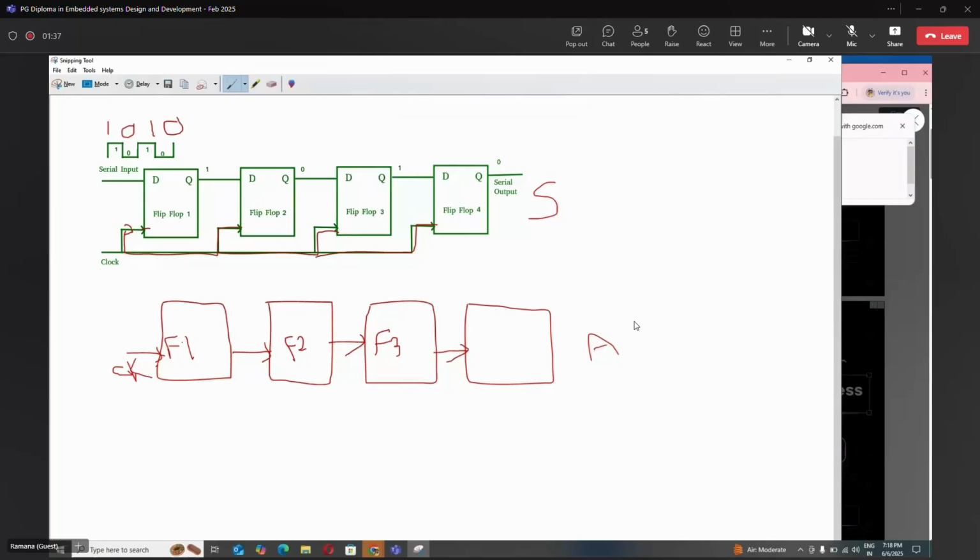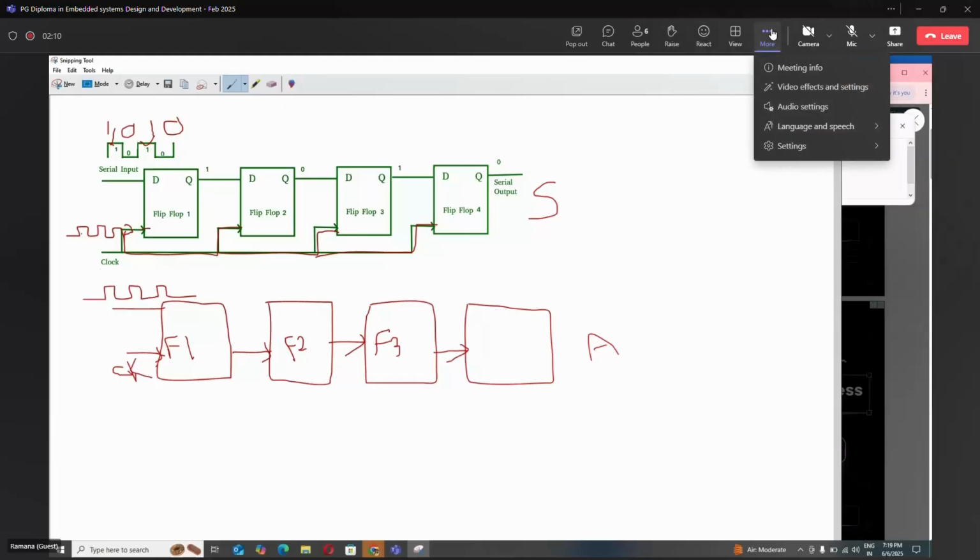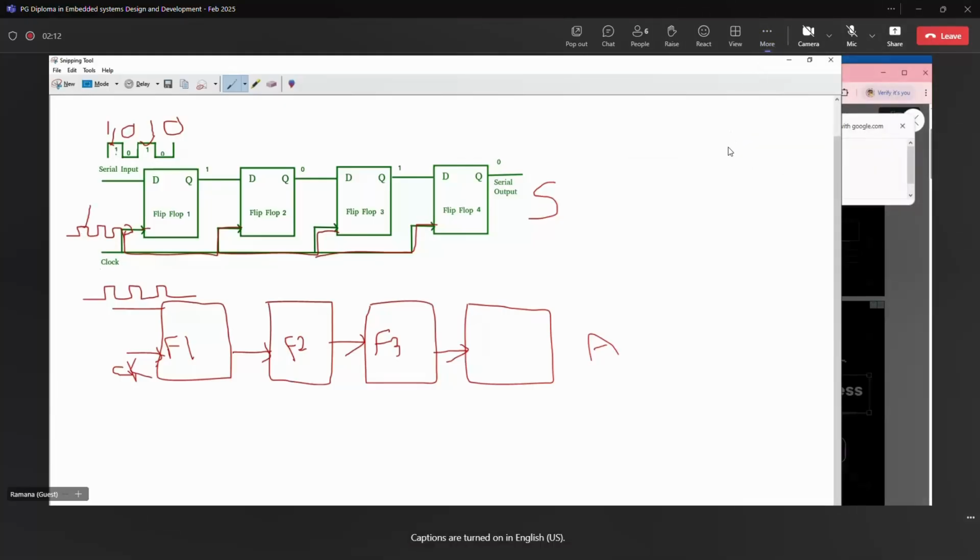But here, first pulse. This is input, no. This is how the data will be sent: every negative pulse, sorry, every positive edge. So this is the clock. Serial input we are giving, and the clock will be given here. So every positive edge, the data will be transferred here.